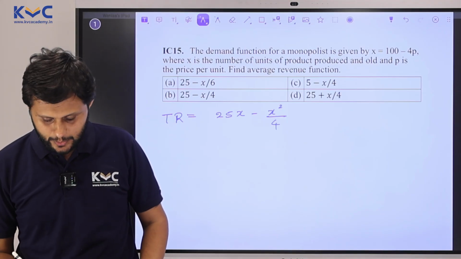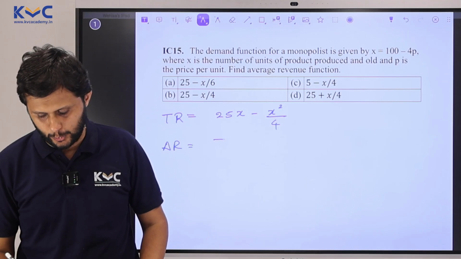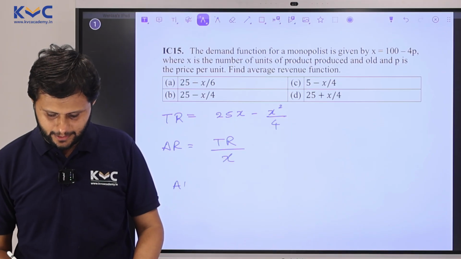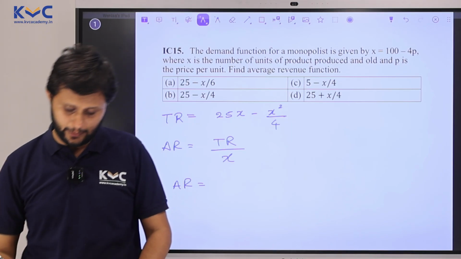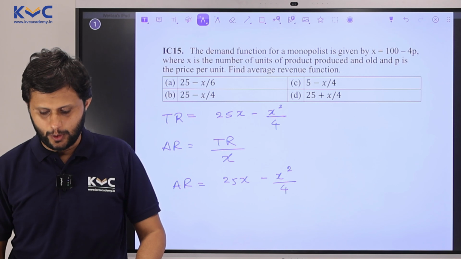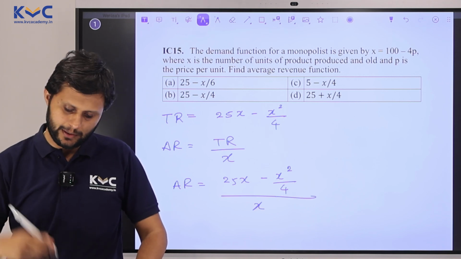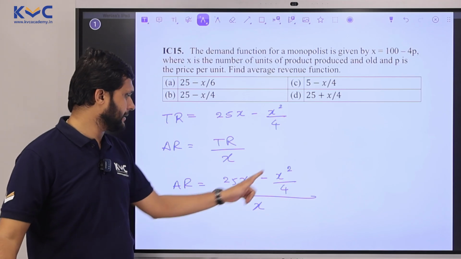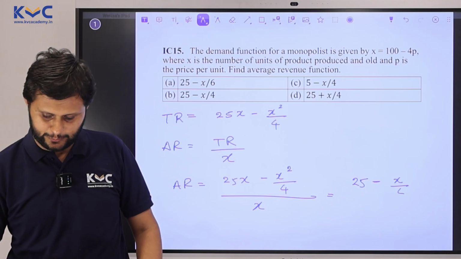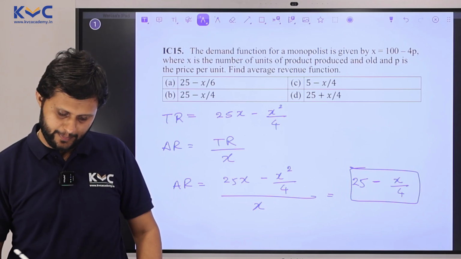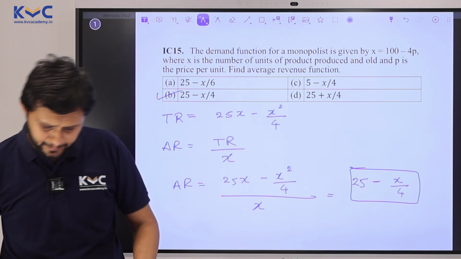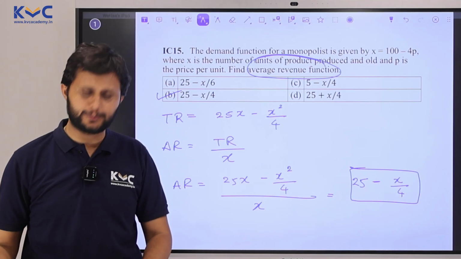This is total revenue. So average revenue is equal to total revenue divided by number of units, which is given by x. So we get average revenue is equal to, we'll substitute the value of total revenue, 25x minus x square by 4 all divided by x. Now individually we'll divide by x. x cancels, here 1x cancels. So what you get is 25 minus x by 4. 25 minus x by 4, there in option B. Done. This is your average revenue function.